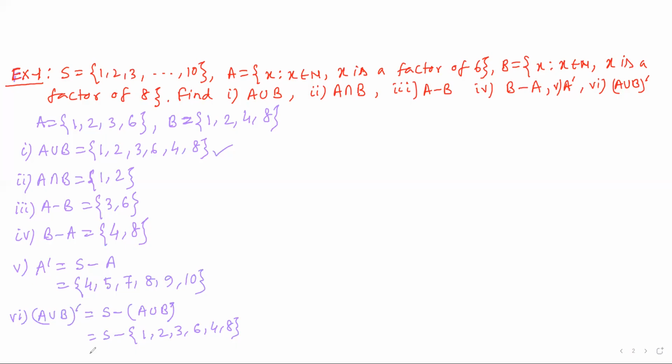Now if you remove these elements from the universal set, then what is the remaining part of the universal set? 1 is removed, 2 is removed, 3 removed, 4 removed, 5 is the remaining part, 6 removed, 7 is the remaining part, 8 removed, 9 is the remaining part, 10 is the remaining part. So this is the ultimate answer of A union B whole complement.